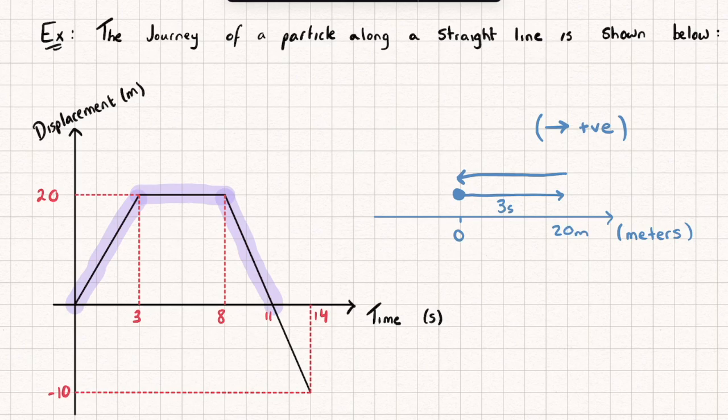And then finally from 11 to 14 seconds it has a negative displacement and it reaches negative 10. So that must mean it's moved to the left a further 10 meters like this until it reaches negative 10 meters. Okay, so that's how to interpret this displacement time graph. Let's now answer some questions from this.